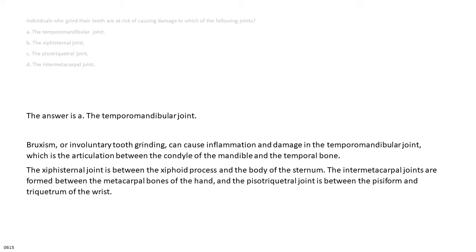The xiphisternal joint is between the xiphoid process and the body of the sternum. The intermetacarpal joints are formed between the metacarpal bones of the hand, and the pisotriquetral joint is between the pisiform and triquetrum of the wrist.